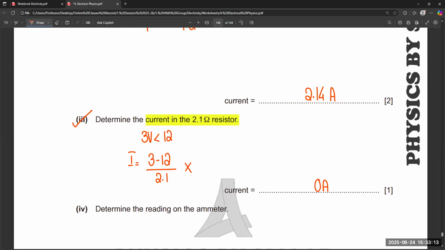So the push of the charges for 12 volt is always greater than 3 volt. So 3 volt cannot overcome 12. So this is the problem. So that's why the value of current will be 0.